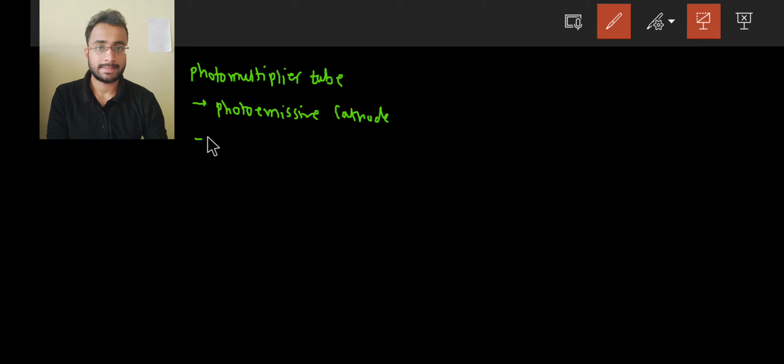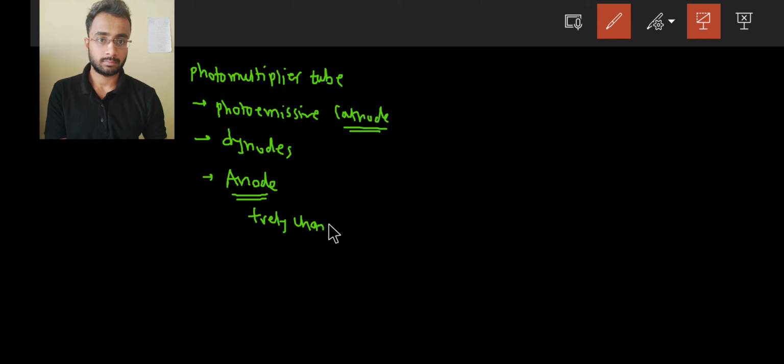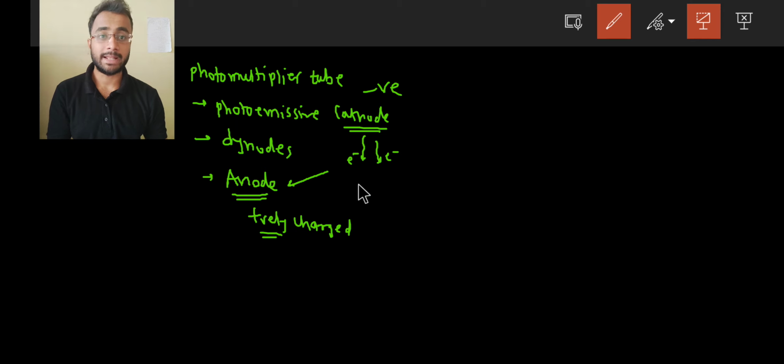Second one is dynodes, and the last one is the anode. See, this is the cathode and this is the anode. The anode is positively charged and the cathode is negatively charged. The cathode will produce electrons, which will be collected by the anode, because the anode is positively charged, and electrons will move to this positive charge. The anode will collect all the electrons and measure them.